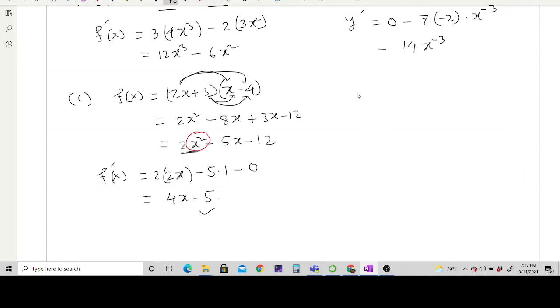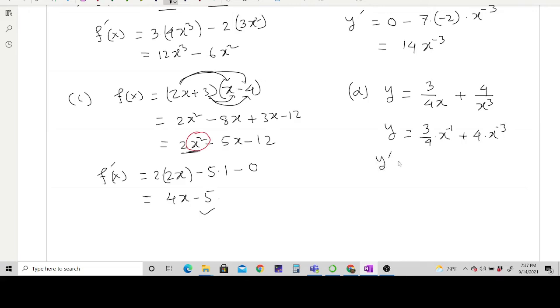Okay, the last example. So y equals to 3 over 4x plus 4 over x cube. So we can again simplify this. Y equals to 3 over 4, leave this aside, and we can write 1 over x as x to the negative 1, plus 4 times x to the negative 3.